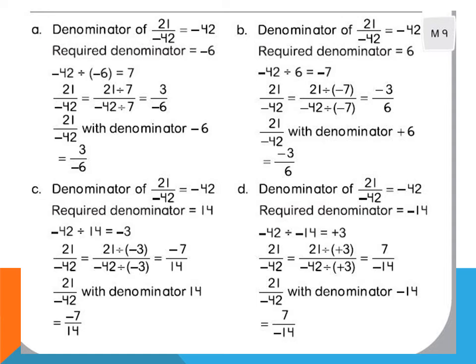Let us discuss question number B. The denominator of 21 by minus 42 is minus 42. The required denominator is 6. Now, if we divide minus 42 by 6, we get minus 7. That means, if we divide minus 42 by minus 7, we will get 6. So, considering the rational number 21 by minus 42, we are dividing the numerator and denominator both by minus 7, which will make the denominator 6 and the numerator minus 3. So, the required rational number will be minus 3 by 6.